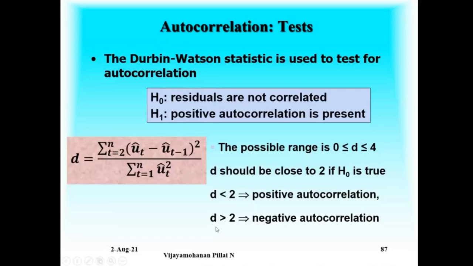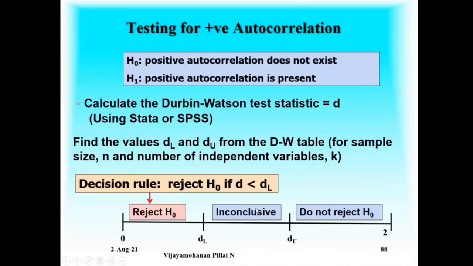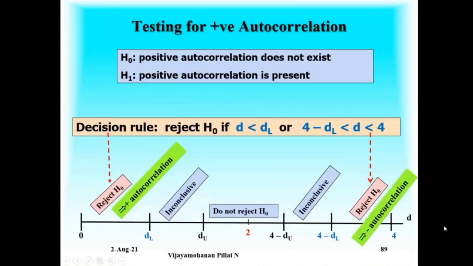In this case, we have 0, DL, DU. Here we are including the entire limit between 0 and 4 for the D statistic. We know that this estimated D statistic we have to compare with the table value for the D statistic. In the table value, there is a lower limit and an upper limit where the test is inconclusive. So we cannot get a conclusive result if our estimated D statistic lies here.